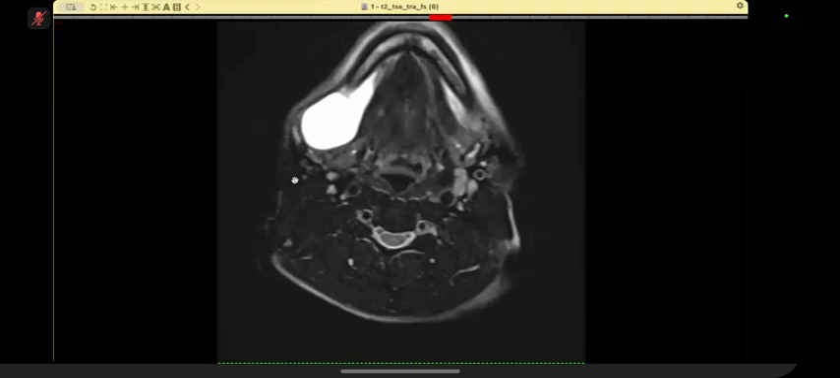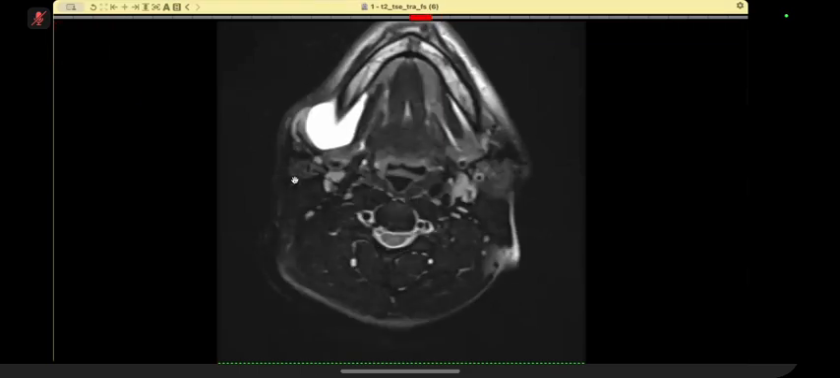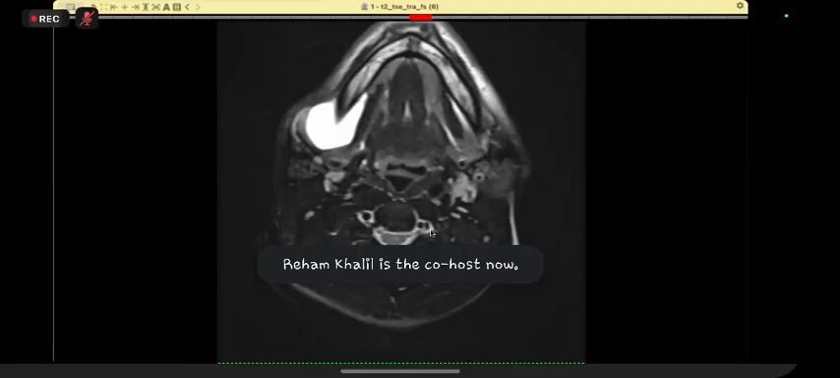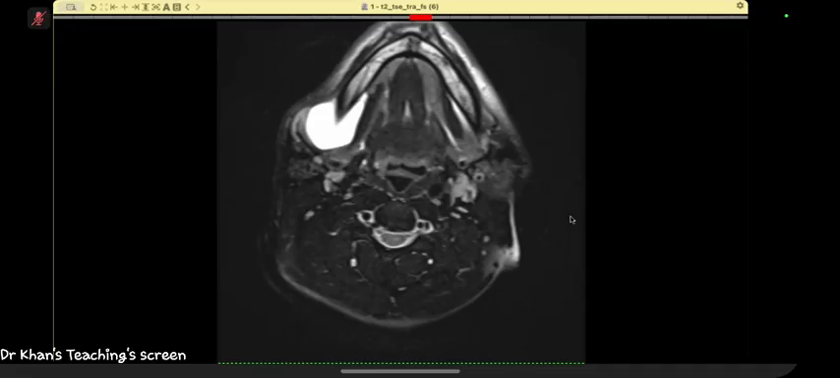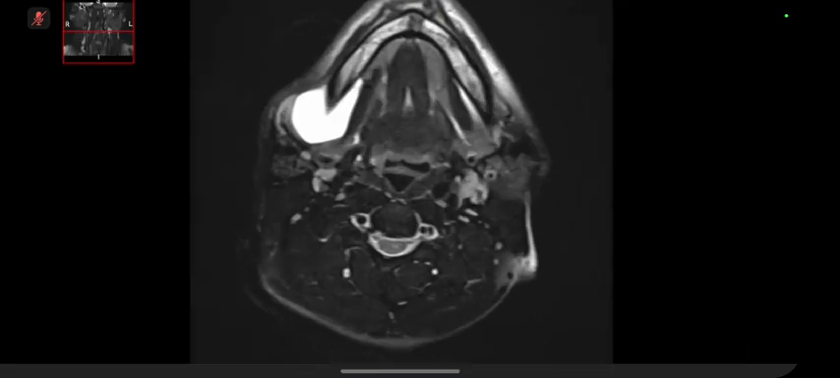This patient presented with a 51-year-old male, right cheek swelling and pain. I'm not able to scroll. Can you scroll for me?